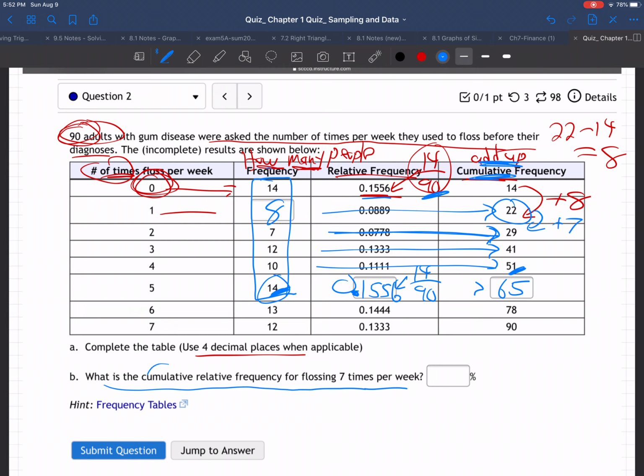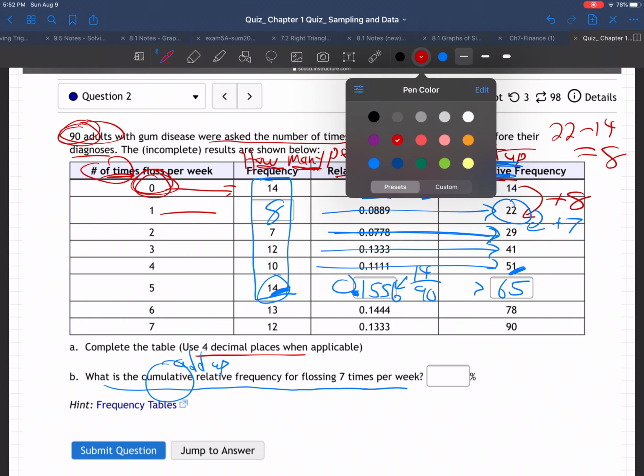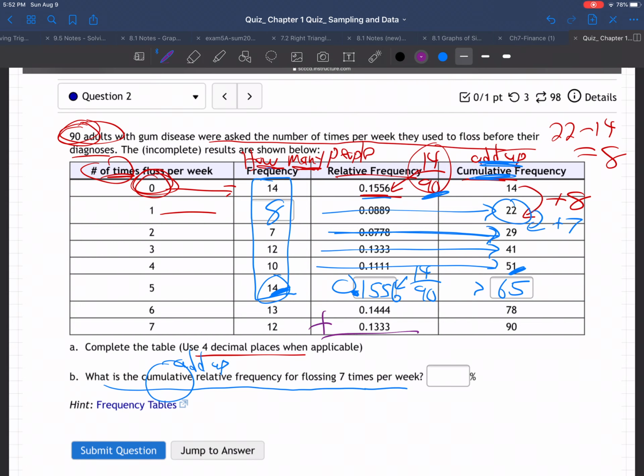Meaning, remember, what does cumulative always mean? Add up. So they're saying if you add up all of these numbers, do you know what you're going to get? 1.00, which is 100%. Do you remember how to change a decimal to a percent? You have to move it 2 places, so it becomes 100%. So if you add up all these decimals, you're going to get 1.00. How do I know? Because that's all 90 people.